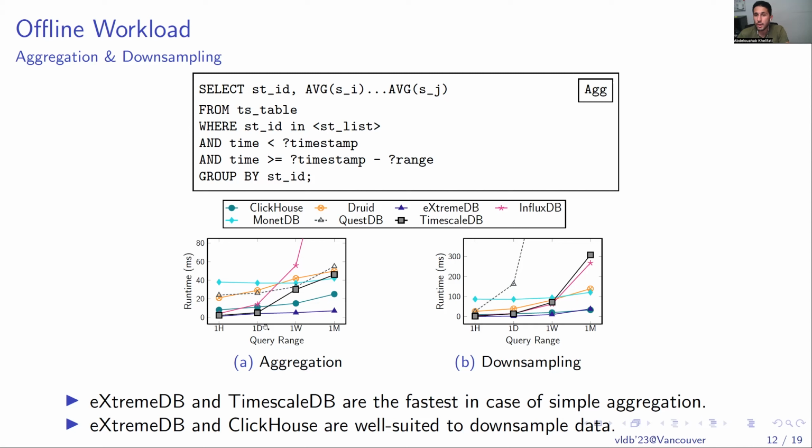Both these systems use an array-like format. First, ExtremeDB using its vertical sequence format that stores the time series data in a single sequence, and TimescaleDB thanks to its historical compression method that also stores time series into a single array. This makes these systems particularly efficient for aggregation queries because the data can be read with a simple read. Also, we see that ExtremeDB and ClickHouse are well suited for downsampling data as well as for high selectivity aggregation queries.